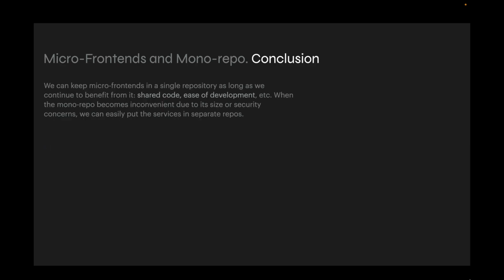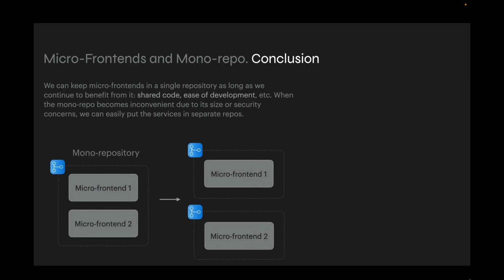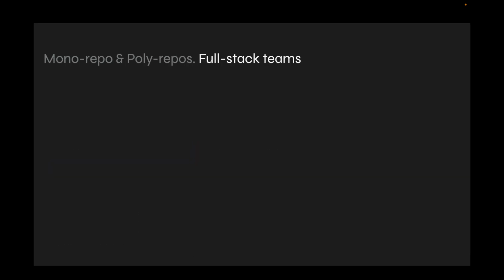Let's summarize. We can keep micro-frontends in a single repository as long as we continue to benefit from it: shared code, ease of development, etc. When the mono-repository becomes inconvenient due to its size or security concerns, we can easily put the services in separate repositories. Another interesting case I want to discuss is the development of full-stack teams.